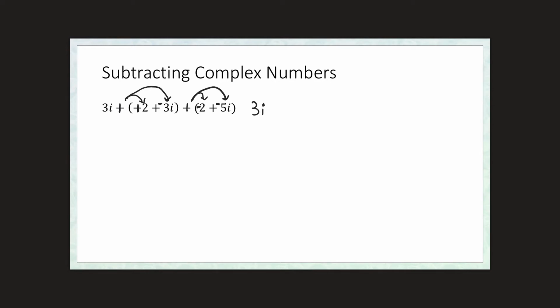So 3i plus 2 plus negative 3i plus negative 2 plus negative 5i. And one of the wonderful things about writing all the operations as addition signs is that now we can move around the terms using the commutative property.